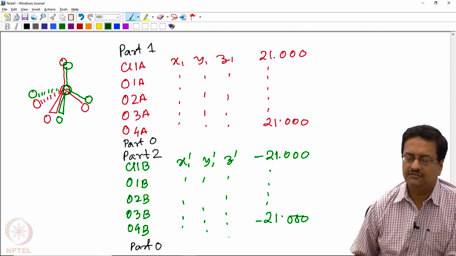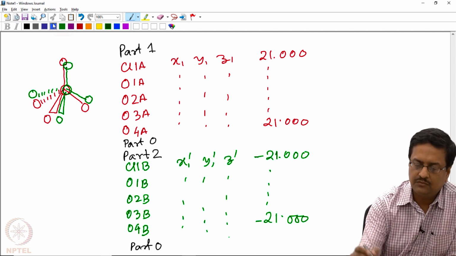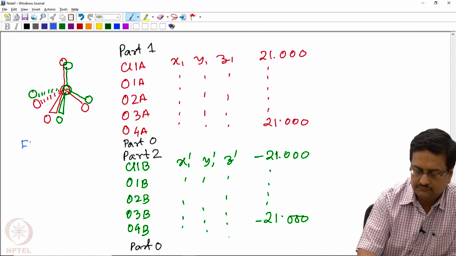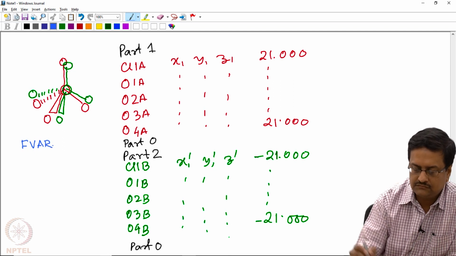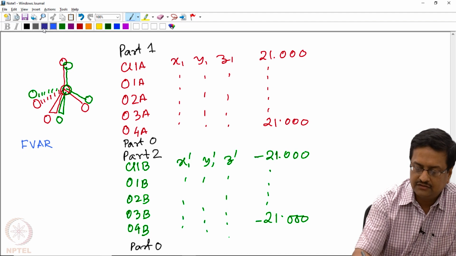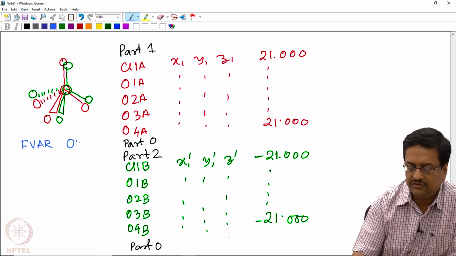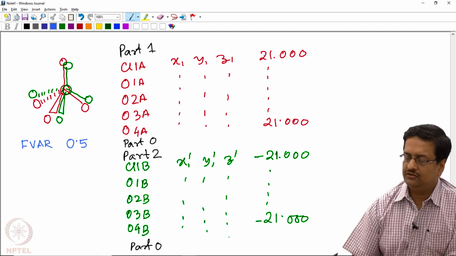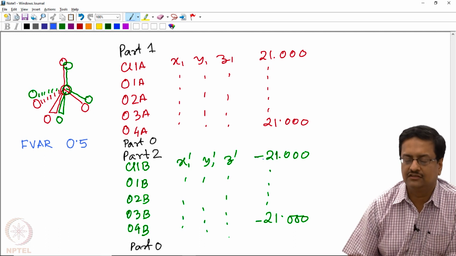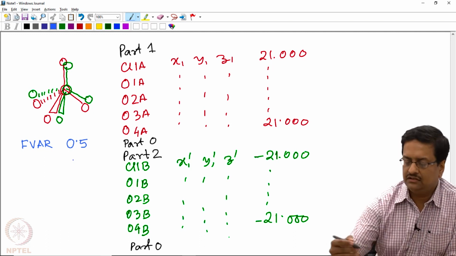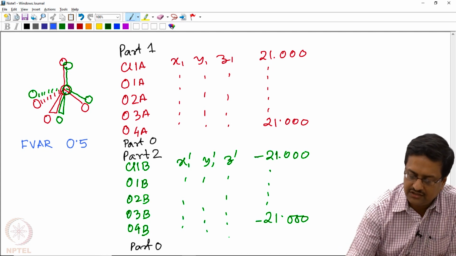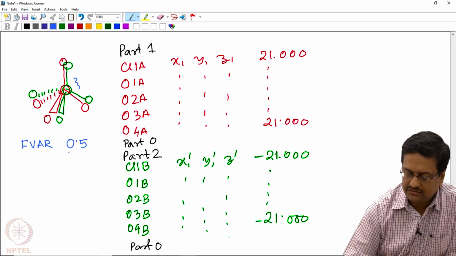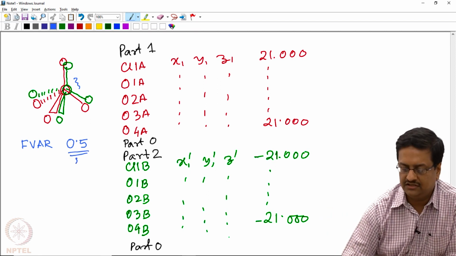And in this instruction file, at the top, we will have one line written FVAR. At that point, we identify to start with as 0.5. That means this 21 represents 50% occupancy, minus 21 represents 50% occupancy. When we try to refine the structure depending on the actual electron densities at those two sites, this quantity in FVAR will keep on changing.